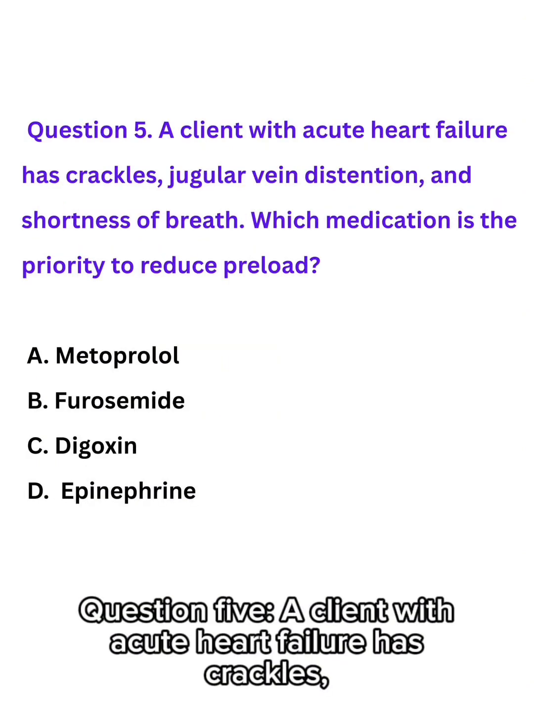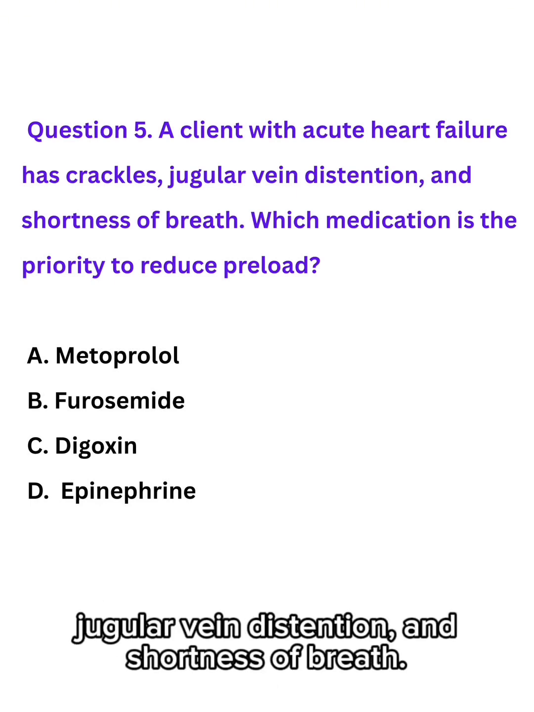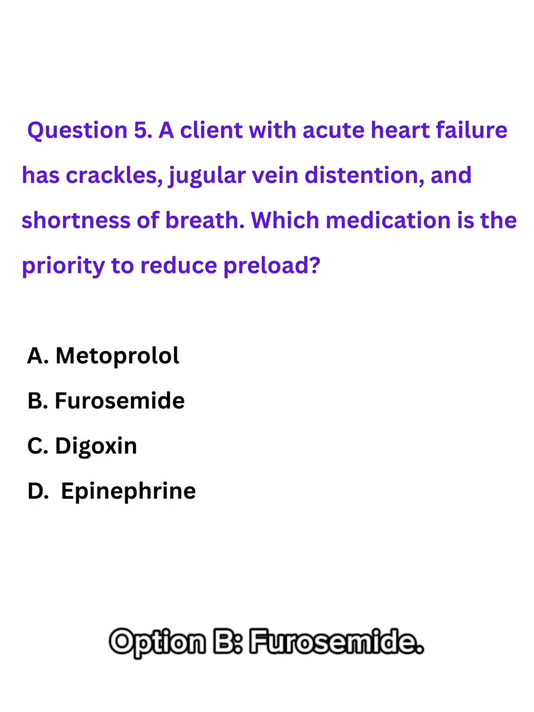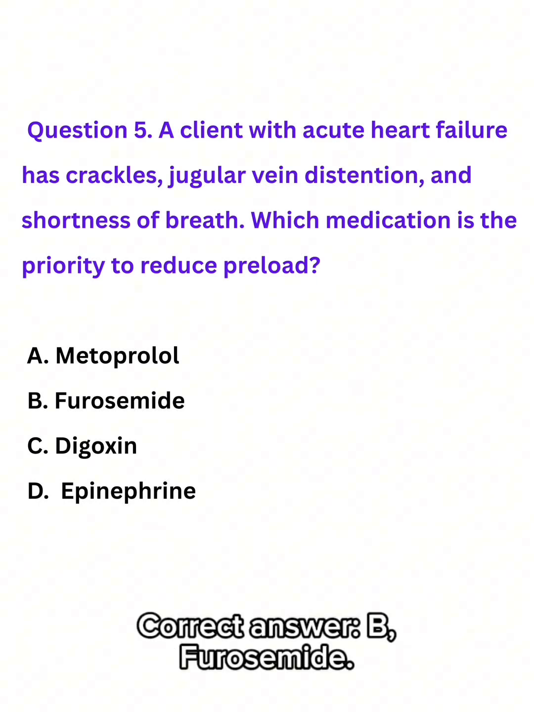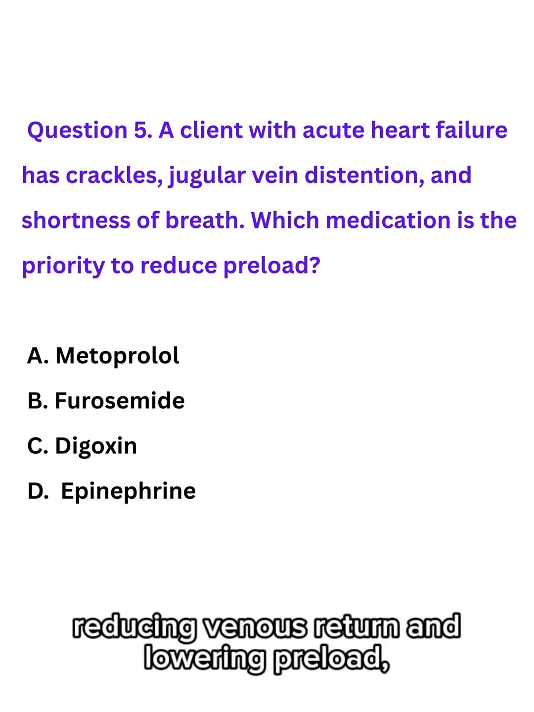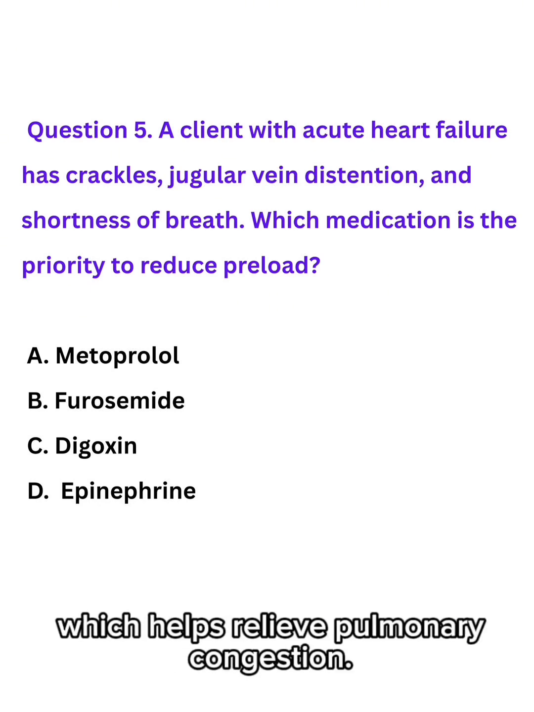Question 5. A client with acute heart failure has crackles, jugular vein distension, and shortness of breath. Which medication is the priority to reduce preload? Option A, metoprolol. Option B, furosemide. Option C, digoxin. Option D, epinephrine. Pause to answer. Correct answer, B, furosemide. Rationale, furosemide is a diuretic that removes excess fluid, reducing venous return and lowering preload, which helps relieve pulmonary congestion.